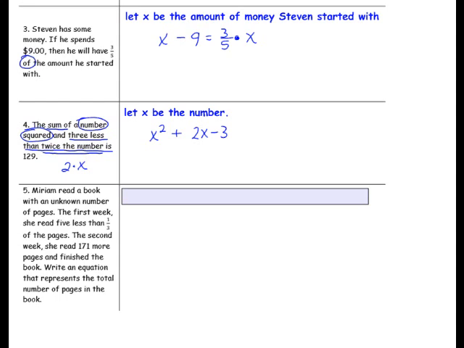Okay, let's go over this. The sum, so here's the sum of what? A number squared, that's x squared, and 3 less than twice the number. This is 3 less than twice the number. Is, that's your equal sign, 129. The number squared and 3 less than twice the number is equal to 129.